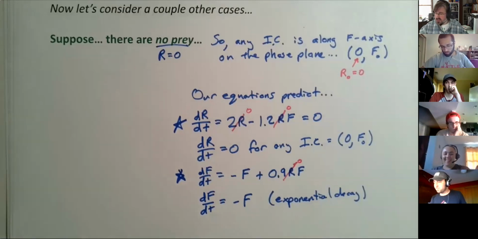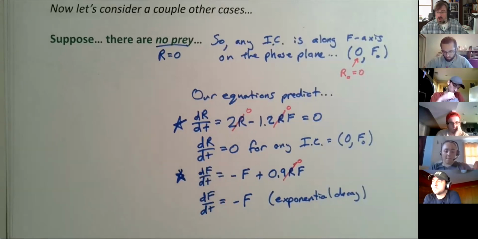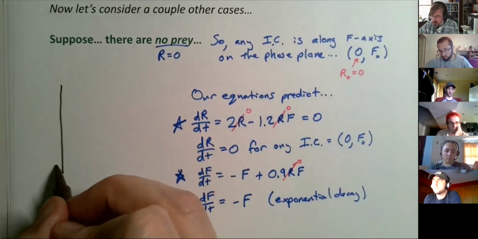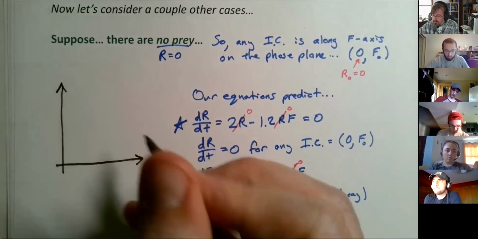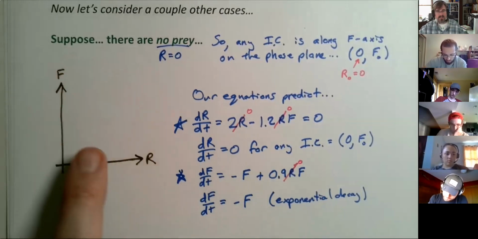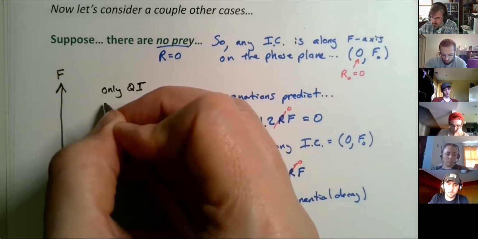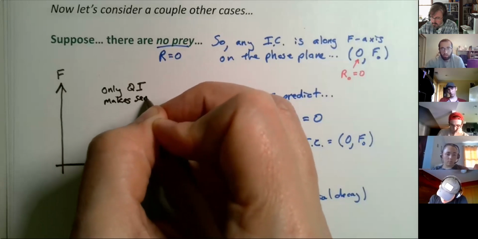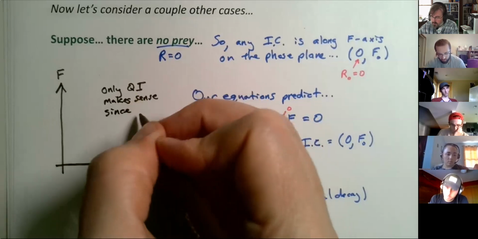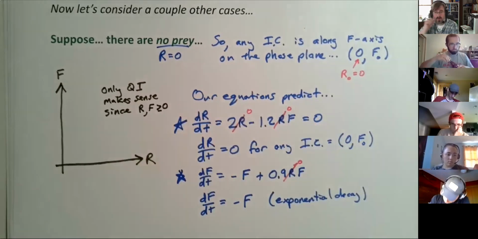So we expect exponential decay for the fox population, but we don't expect anything in terms of the rabbit population because we started with none. So that means, off to the side, I'm going to draw a picture on our RF plane. Rabbits go this way, foxes go that way. And if you imagine, the only quadrant of this graph that makes any sense is quadrant 1. Since, of course, the rabbit population and the fox population are both greater than or equal to 0, right?